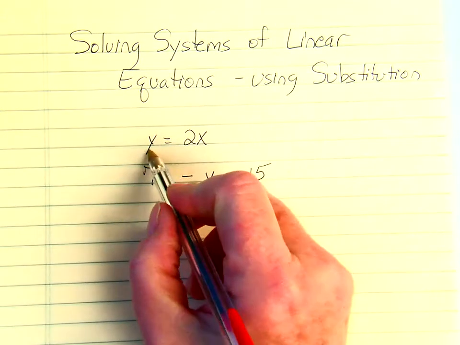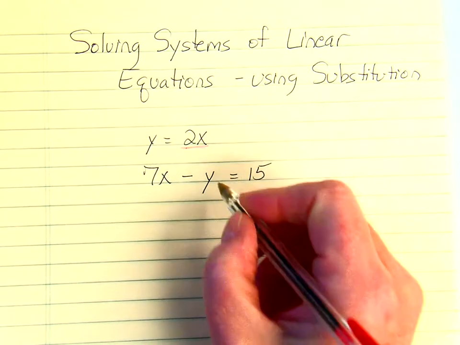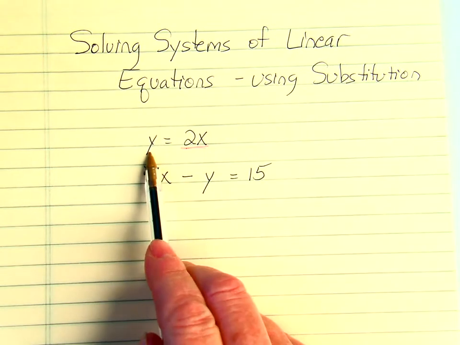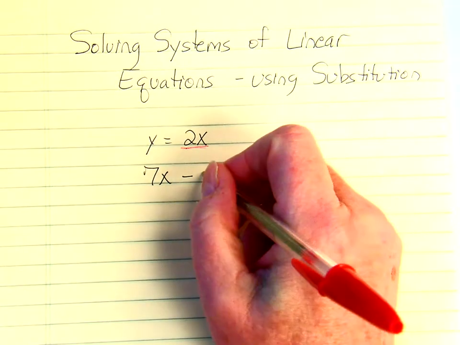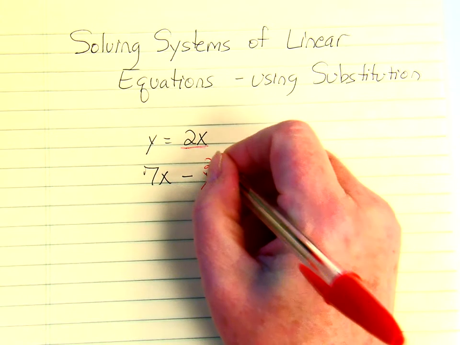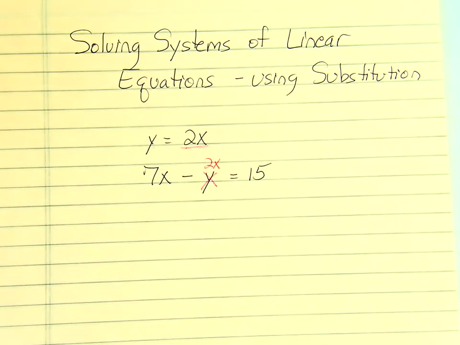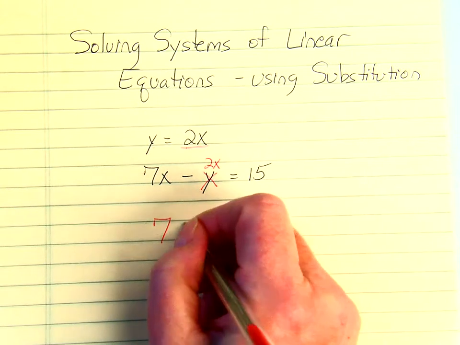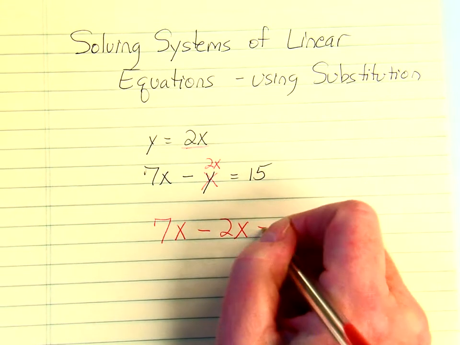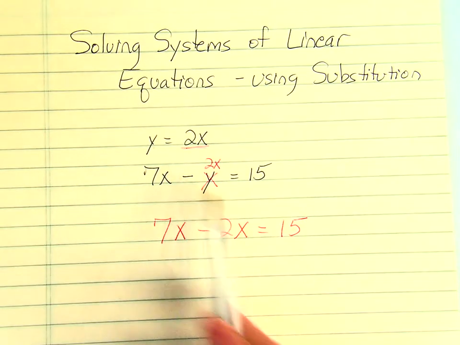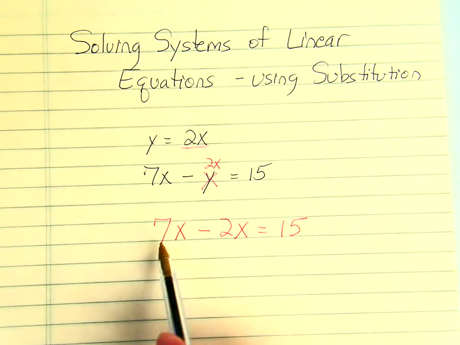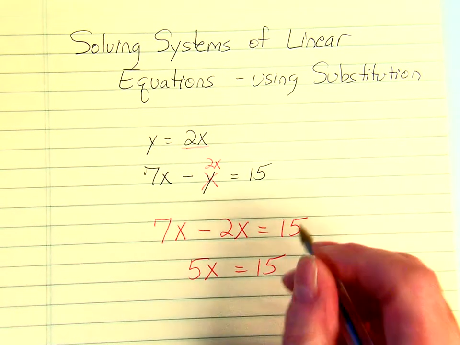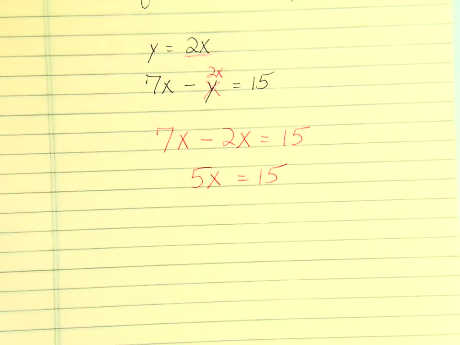So here, y equals 2x. And here we have 7x and we've got a y. If I know that y is equal to 2x, I can take this y and replace it with 2x, because after all, y does equal 2x. Now let me rewrite this: 7x minus 2x equals 15. Hopefully you can see that it's the same thing, and we know that 7x minus 2x is 5x equals 15. So you can see that it's quite an easy substitution.